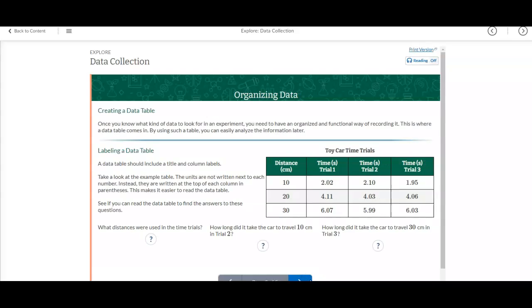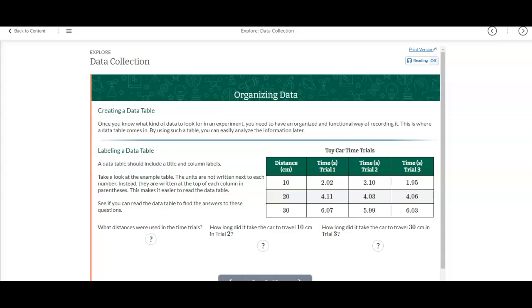So when you create a data table, it's very important to make it very easy to read. So you have to think through it before you start putting in numbers. Once you know what kind of data table to look for in an experiment, you'll need to have an organized and functional way of recording it. So this is where your data table comes in. By using a table, you can easily analyze the information later.